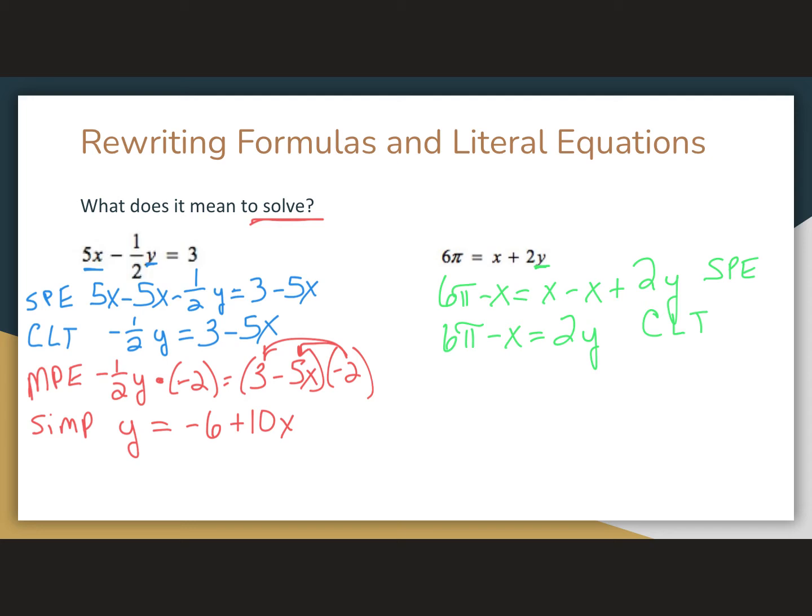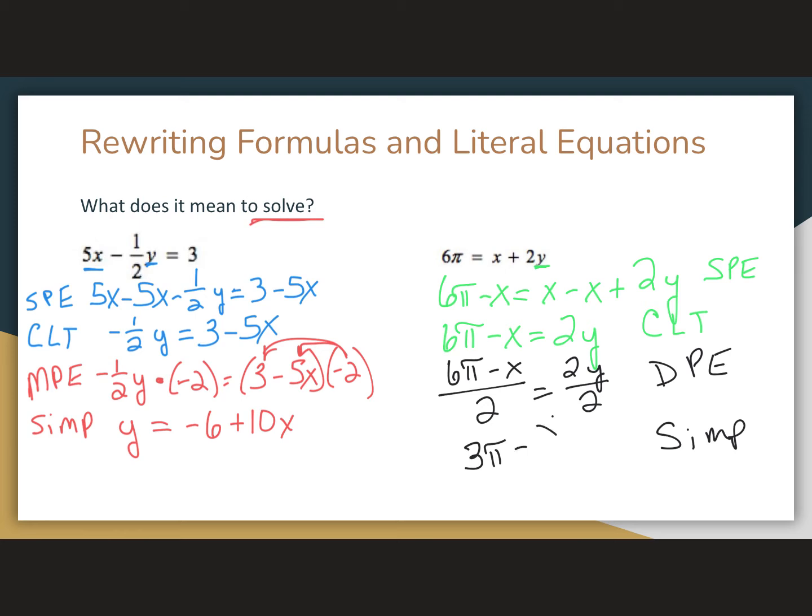The next thing I'm going to do is I'm going to divide everything, use my division property of equality to divide by 2. So I have 6 pi minus x divided by 2 equals 2y divided by 2. So when I simplify that, 6 pi divided by 2 is just 3 pi minus x over 2 equals y. Again, this looks really complicated, but it's really not that bad.